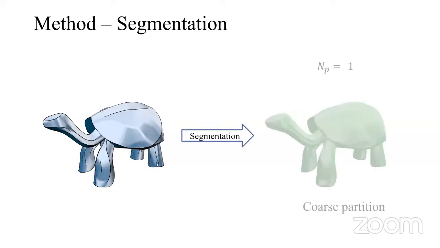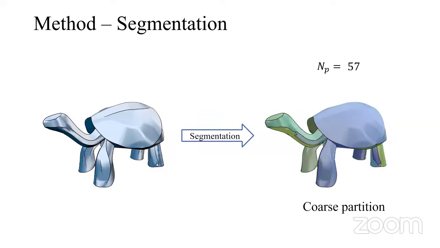Next, after the deformation, we will perform the segmentation. The segmentation contains two steps. First, a coarse partition process that produces an over-segmentation based on the normal difference between adjacent triangles. Then we perform a patch merging stage that reduces the number of patches based on the discrete Gauss structure.